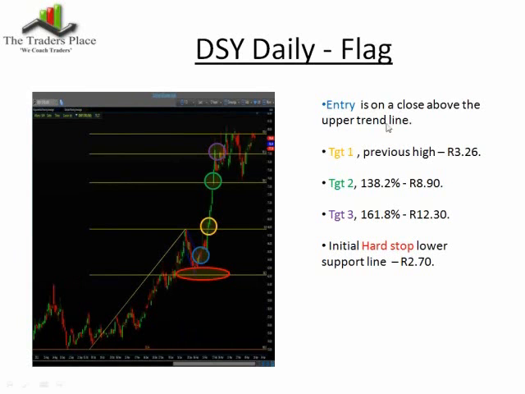Entry is on a close above the upper trend line. Target 1 is the previous high, in this example R3.26. Not share price though, but value per share. Target 2 is the 138. Notice that the end of day charts have slightly bigger targets. If you go to 113, then it's a little bit on the low side. So 138.2 for the extension, in this example R8.90. Target 3 would have been 161.8% or 12 Rand.